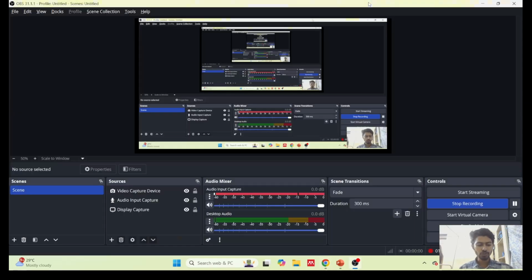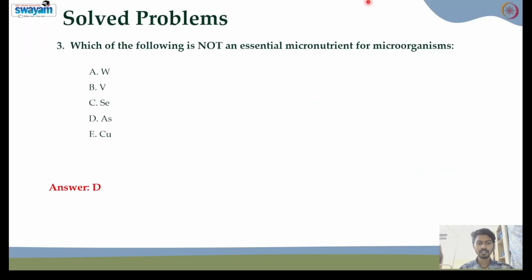So these micronutrients, they are required in very minute quantities for their functioning. So if you see the first option, tungsten, especially for anaerobic or thermophilic bacteria, it acts as a cofactor. So it is one of the essential micronutrients for anaerobic and thermophilic bacteria.